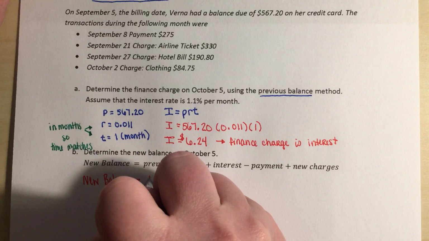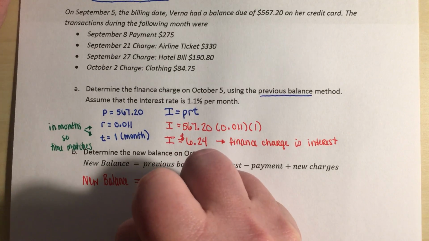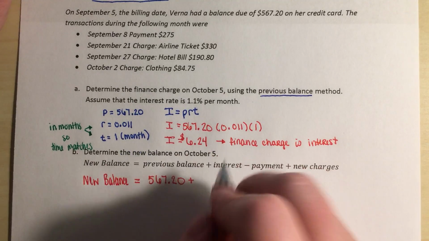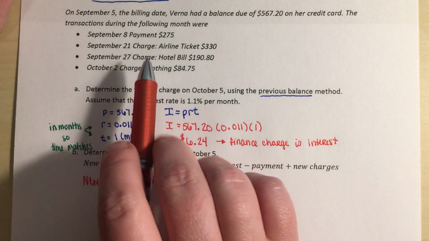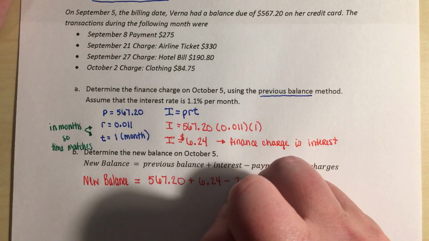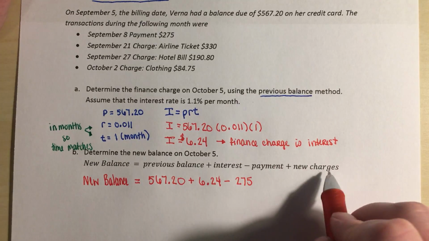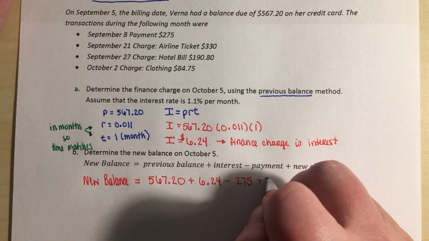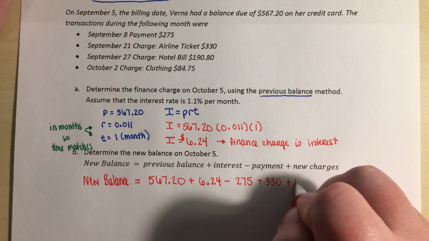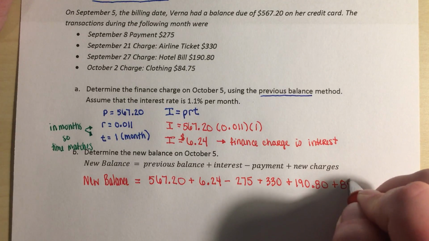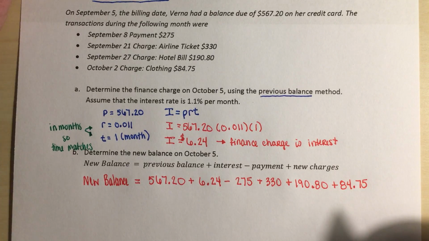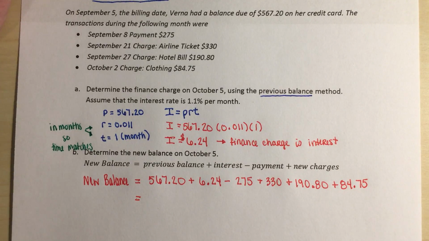All right, our previous balance was $567.20 plus our interest, $6.24, minus any payments. Well, a payment was made on September 8th for $275, plus any new charges. So plus $330, plus $190.80, plus $84.75. Right, and we can just plug these all into our calculator, just start typing them in. If for whatever reason there's more than one payment made, make sure we include any payments that are made.